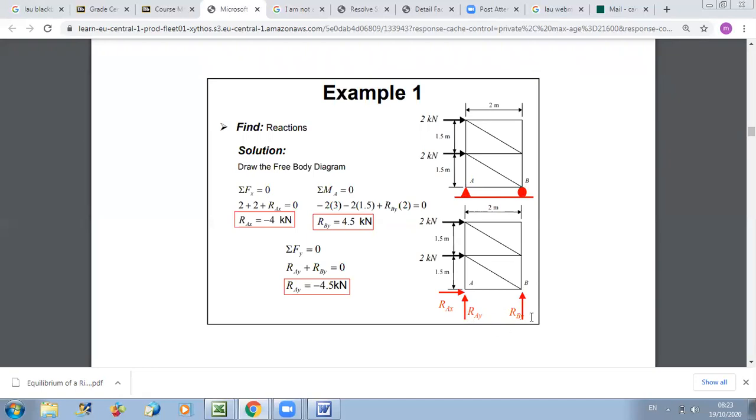Now, to start with, I want to find RB, let's say. Who will tell me what is the easiest equation to find RB? If you look well at the figure, what is the easiest way to get RB?